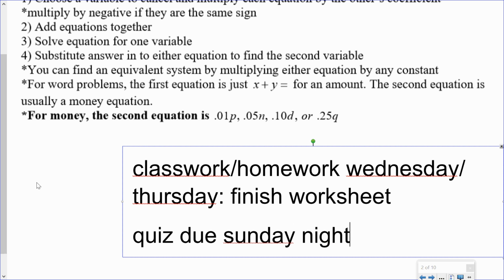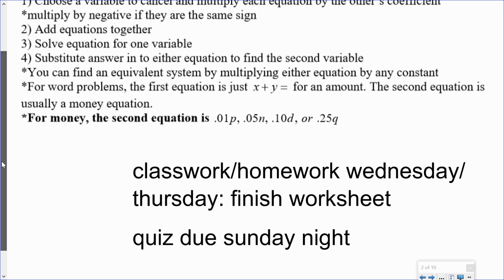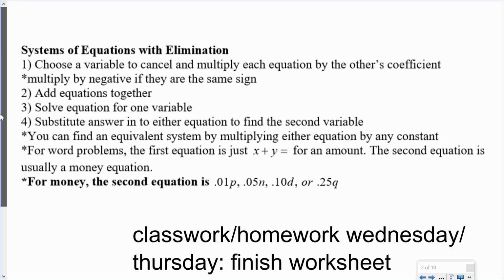So again, to solve these word problems, you need to start by setting up your system. It's almost always x plus y equals for the first equation for the amount. The second equation is usually a money equation. You're just putting the value of each variable in front. And then to solve it, you're using your elimination method, which we went over in the previous lesson.